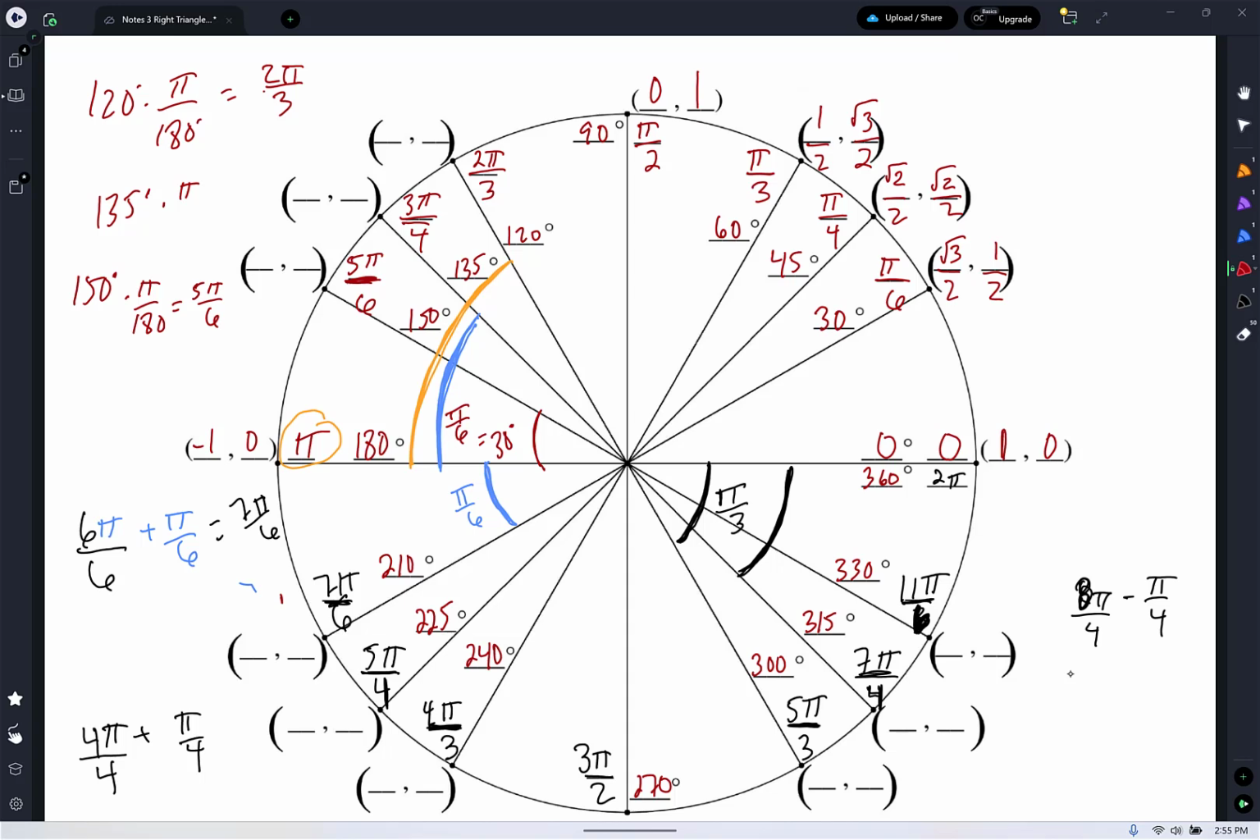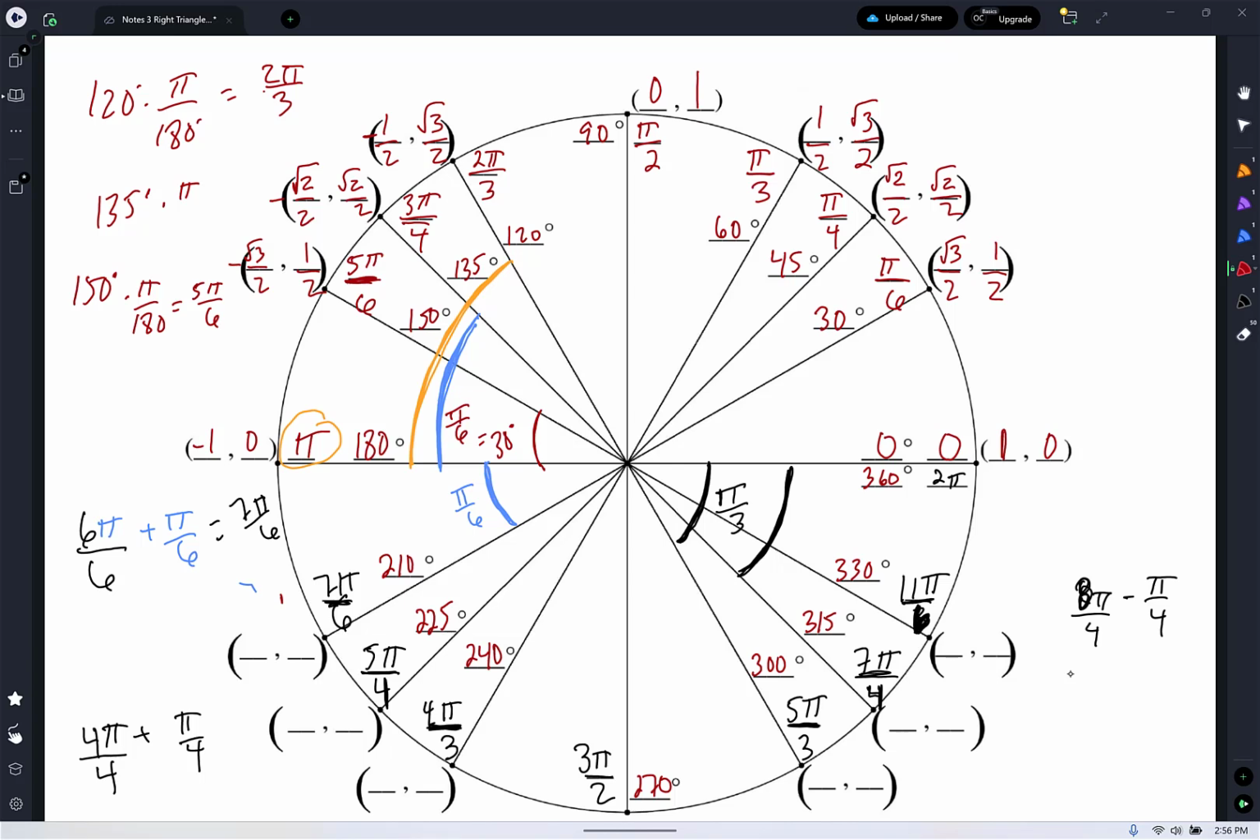All you're doing is reflecting. Everything in quadrant 1, reflect it. In quadrant 2, your x's are negative and the y's are positive. So at 120 degrees, you put negative 1/2, square root of 3 over 2. At 135 degrees, or at 3 pi over 4, negative square root of 2 over 2, square root of 2 over 2. At 150 degrees, you're going to go negative square root of 3 over 2, positive 1/2.